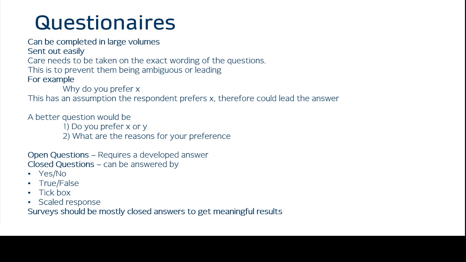So the wording of the question you want to pay particular attention to. A better question would be, do you prefer X or Y? And then follow up with, what are your reasons for your preference? You'd want to have open questions, which would require a developed answer, or you could have closed questions which can be answered by yes, no, true or false, tick box, or a scaled response. A scaled response would be like a scale from 1 to 10. So there's different types of questions, and you'd want to think very carefully about why you'd use different questions, and you might want a combination of them.